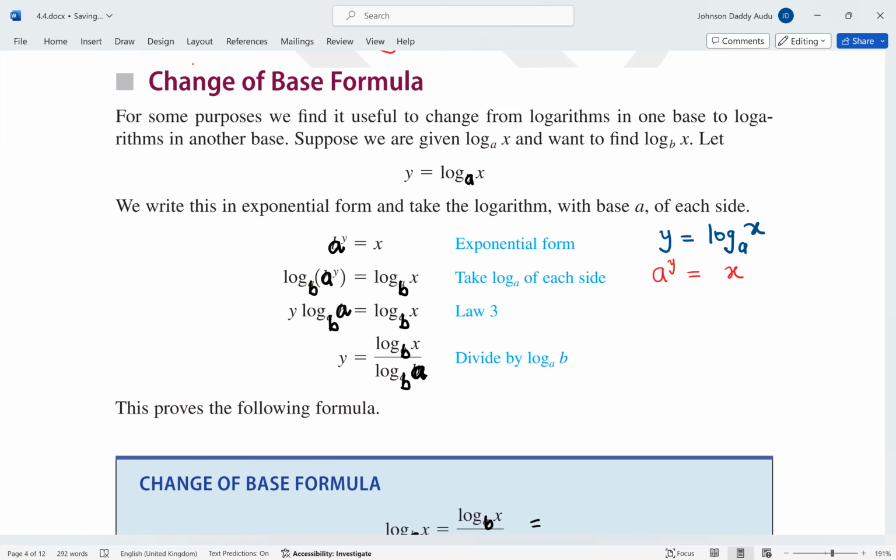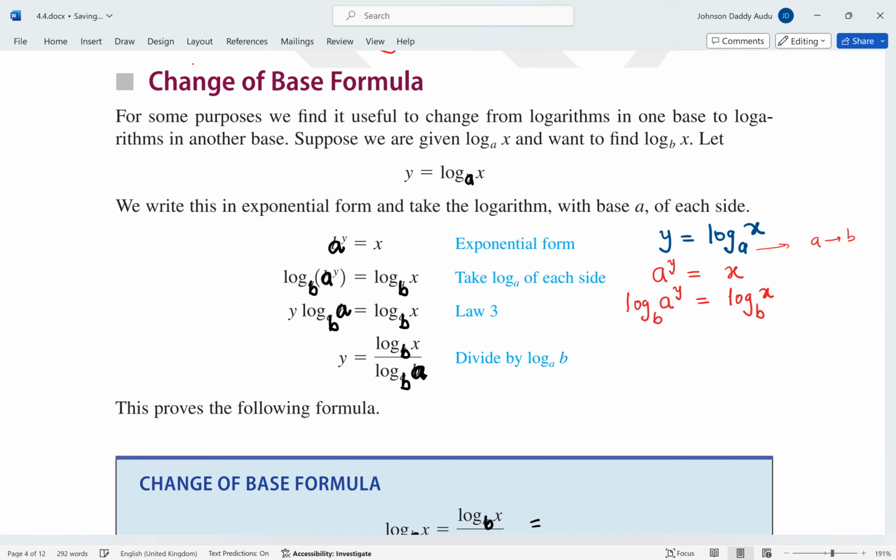Now, this is log to base a of x, but the goal is that I want to change this a to become b. So what I will do now is take the log to base b of both sides. This will be log to base b of x. So after we change this to exponential form, we take log to base b of both sides.